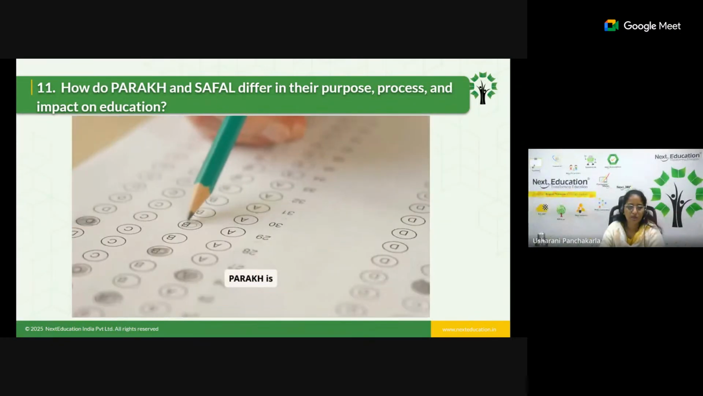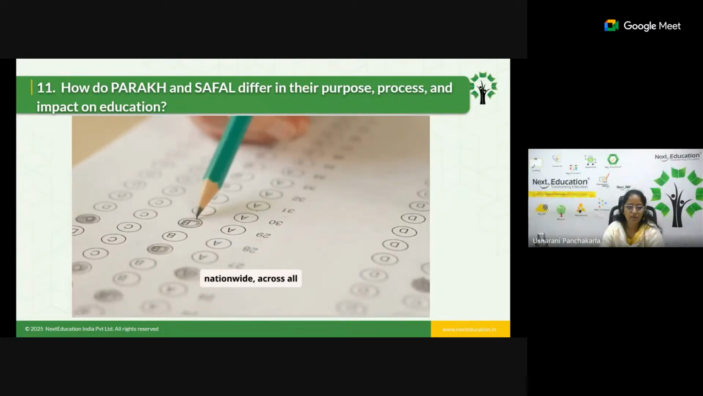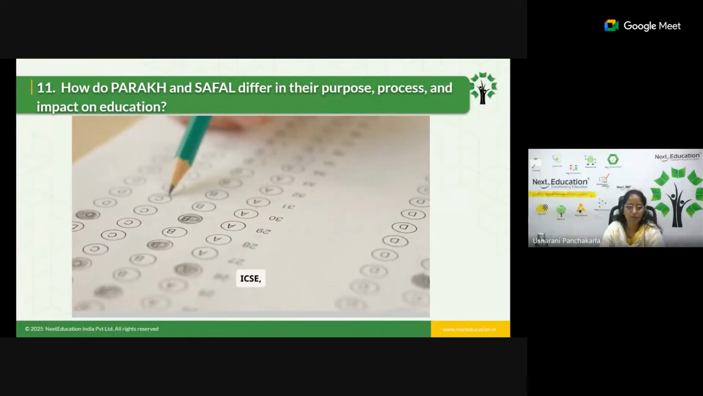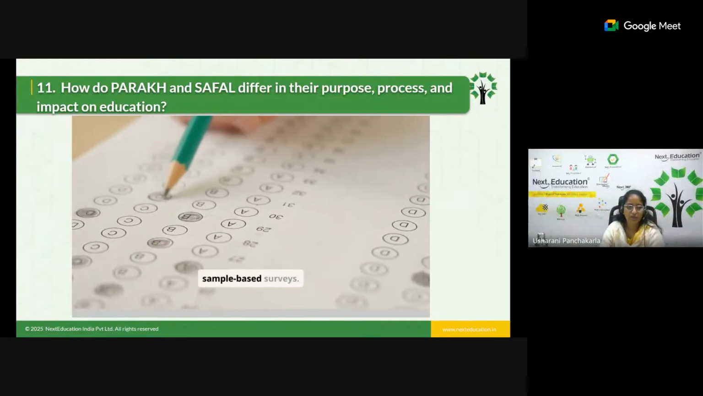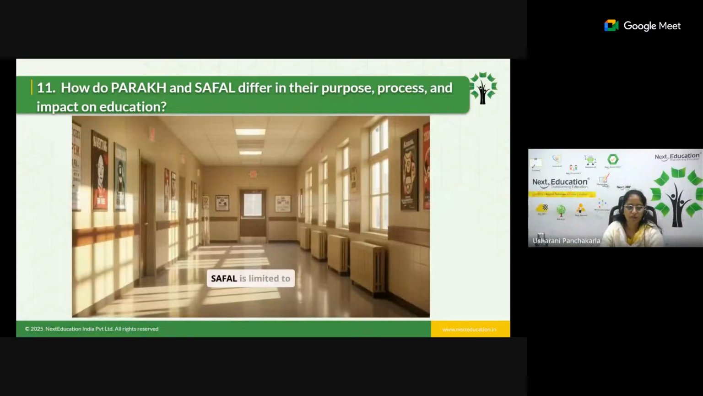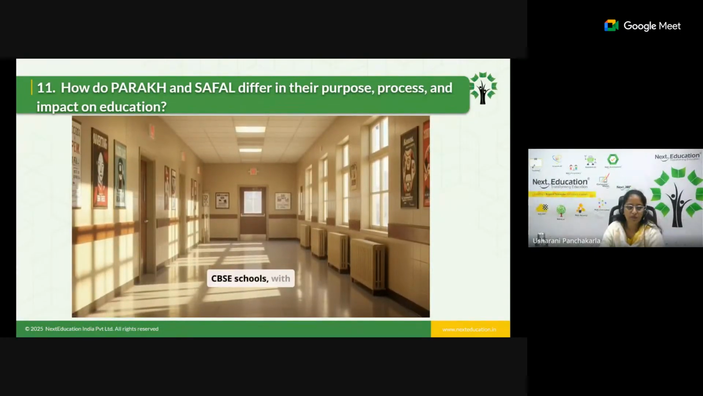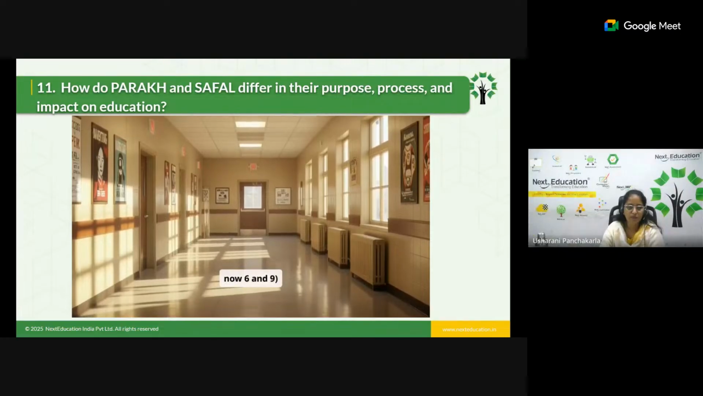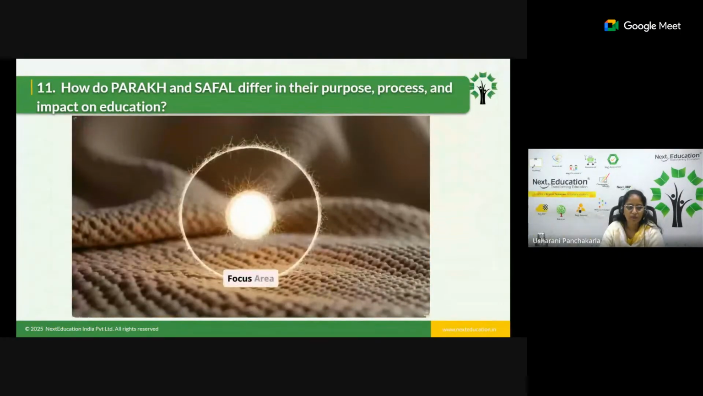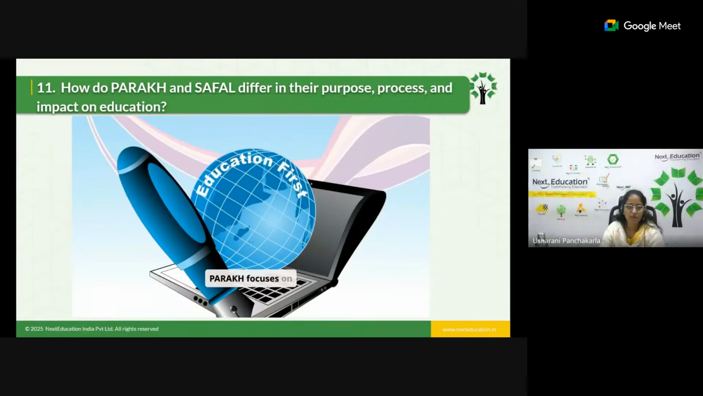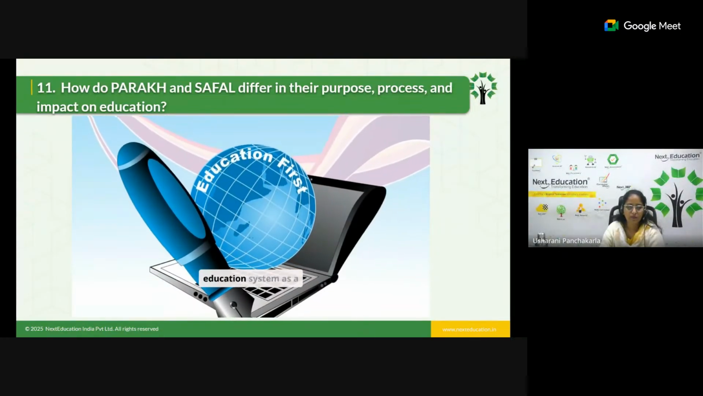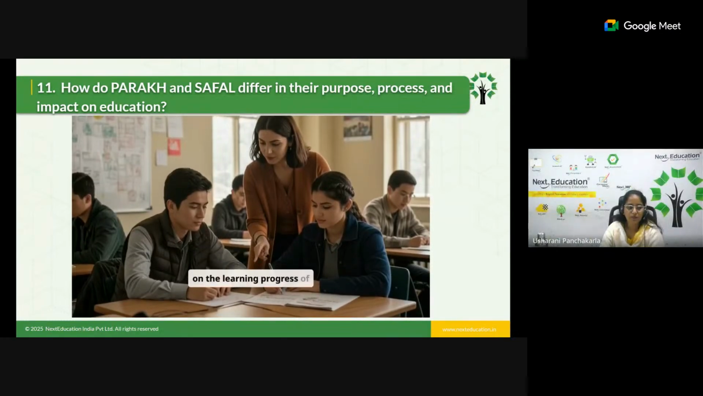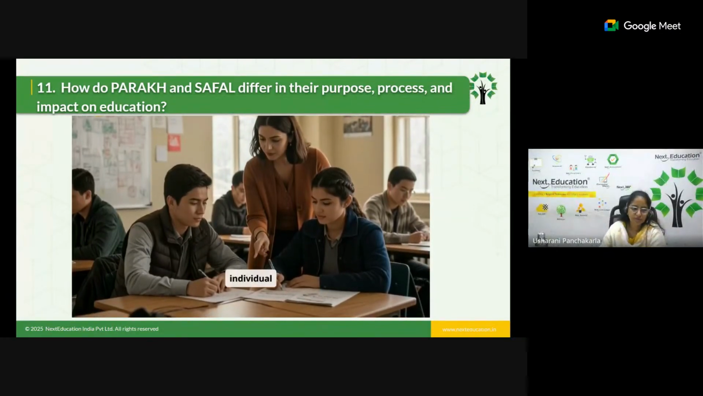Scale: PARAKH is nationwide across all school boards, state boards, CBSE, ICSE, etc., with sample-based surveys. SAFAL is limited to CBSE schools with all students of grades 3, 5, and 8, and now 6 and 9 participating. Focus area: PARAKH focuses on the performance of the education system as a whole. SAFAL focuses on the learning progress of individual students.